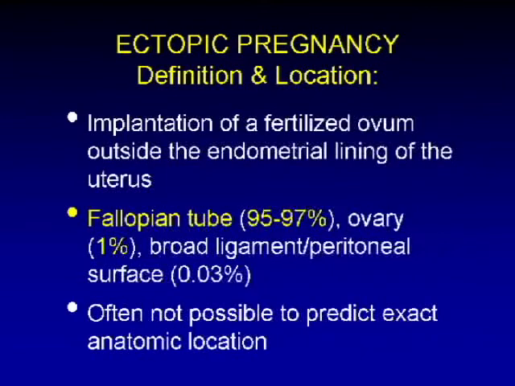So the definition and location of ectopic pregnancy is really an implantation of a fertilized ovum outside of the endometrial lining of the uterus. It's most common within the fallopian tube, as you see, 95 to 97%, and it's very rare within the ovary, only 1%. It can occur in other places such as the broad ligament and peritoneal surface, also very rare. But it's often not possible to predict the exact anatomic location on imaging.